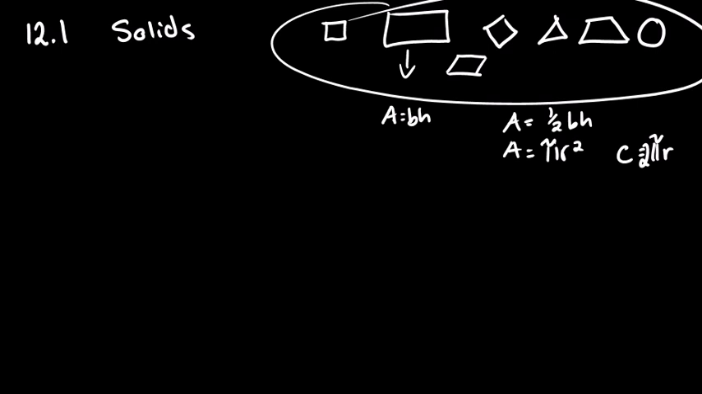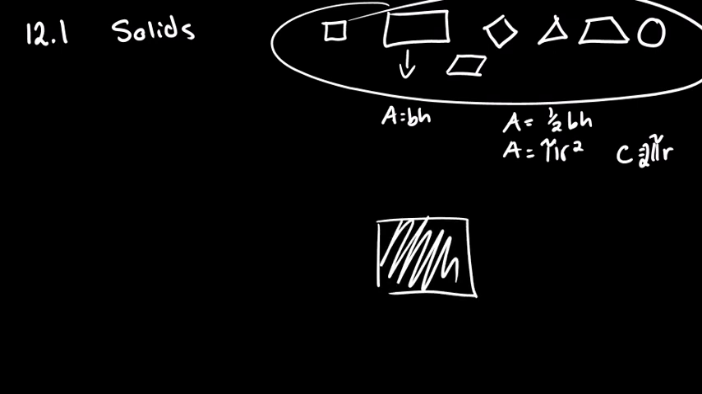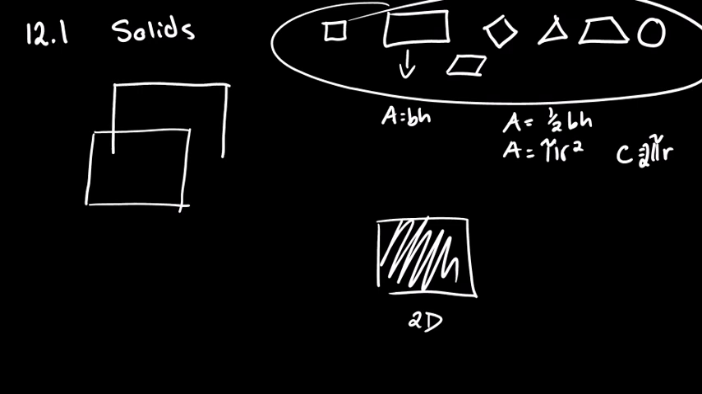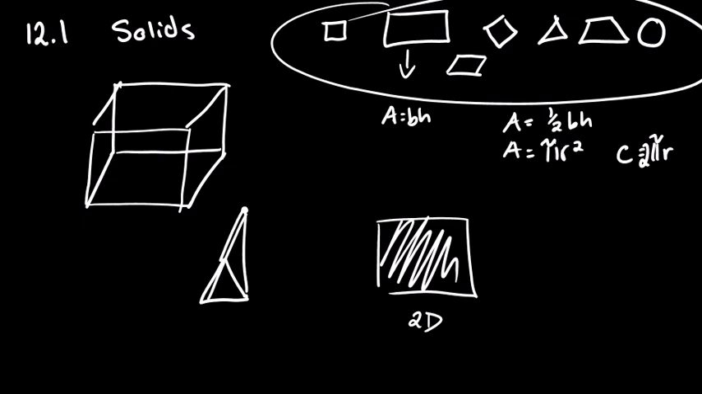Alright, so with solids, instead of just talking about a flat surface area in which we have to paint, like a wall, we're talking about 3D. So we're going to go from 2 dimensions to 3 dimensions. Now we're going to be looking at 3D shapes like cubes, pyramids, and cylinders. So let's look at a couple of classifications.